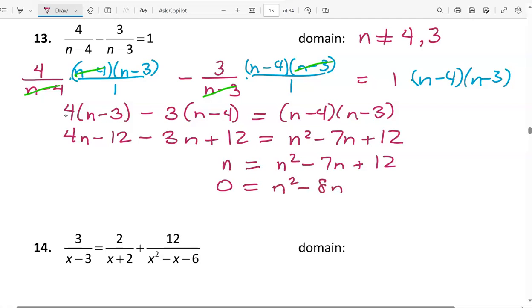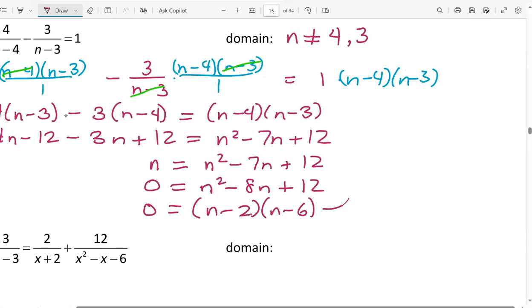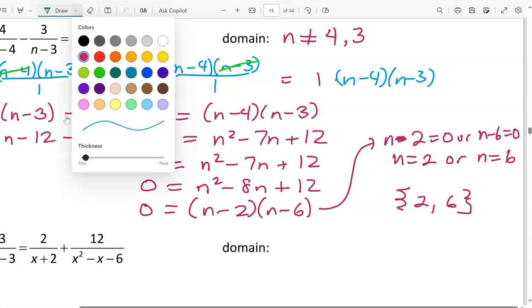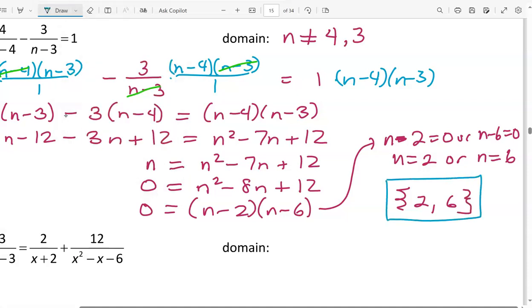So subtracting n from both sides and factoring, we get n minus 2 times n minus 6 is equal to 0, which means that either n minus 2 is equal to 0 or n minus 6 is equal to 0. So n is equal to 2 or n is equal to 6. Neither one of those are extraneous solutions, so there are two solutions in this solution set. Both 2 and 6 are valid solutions.